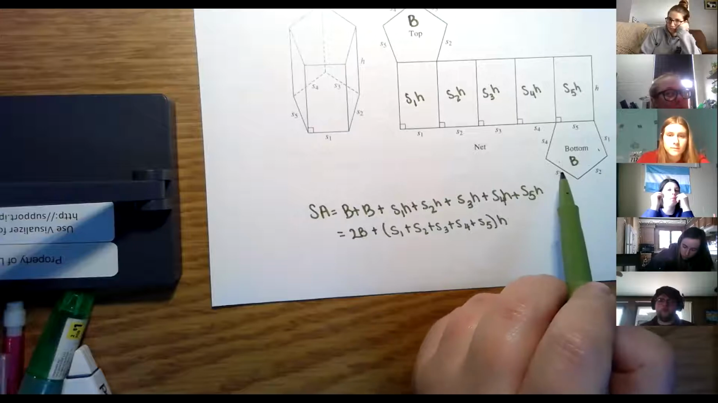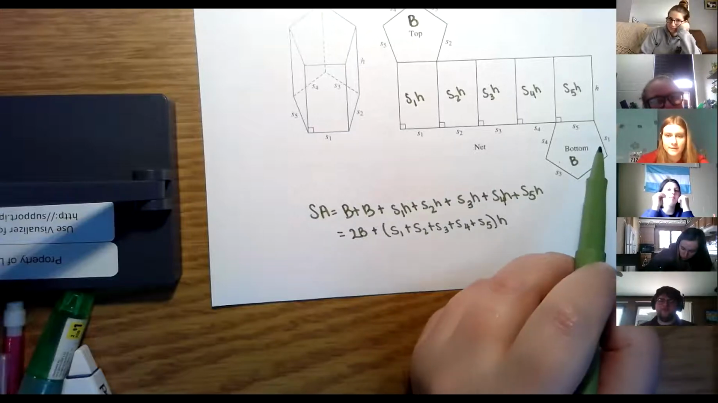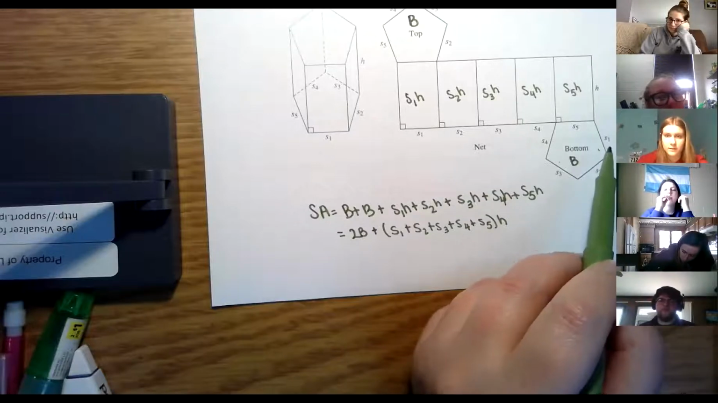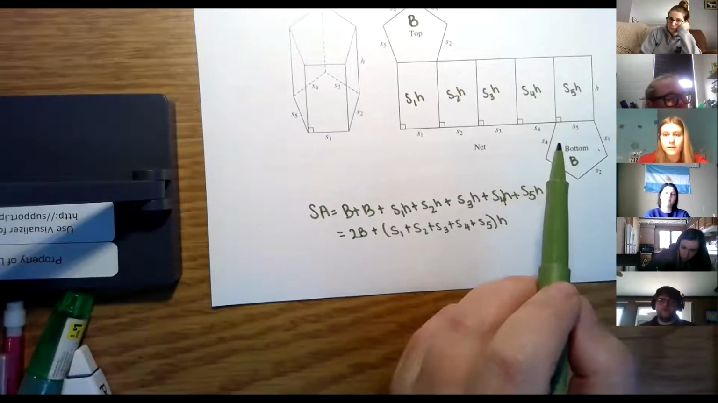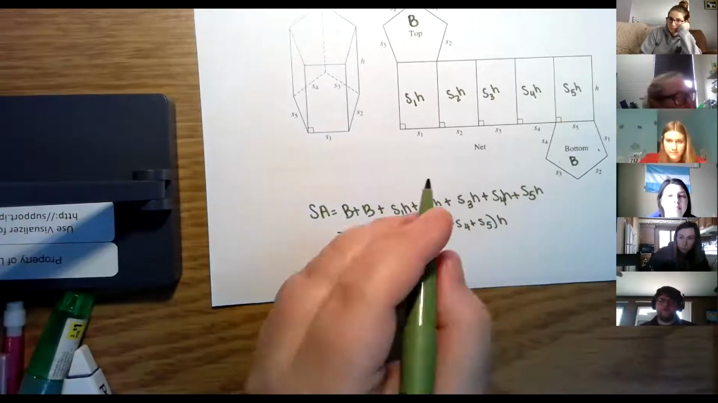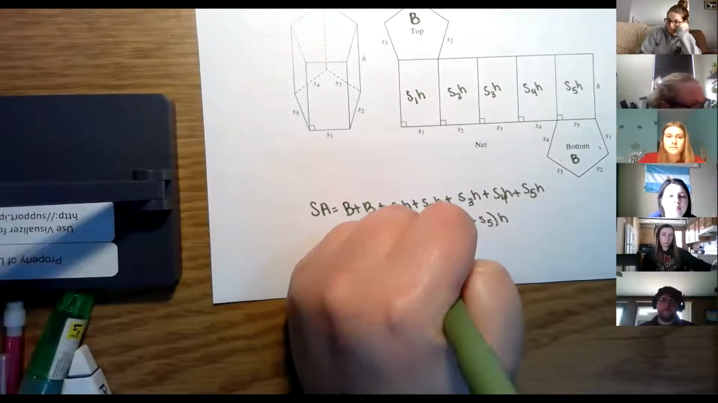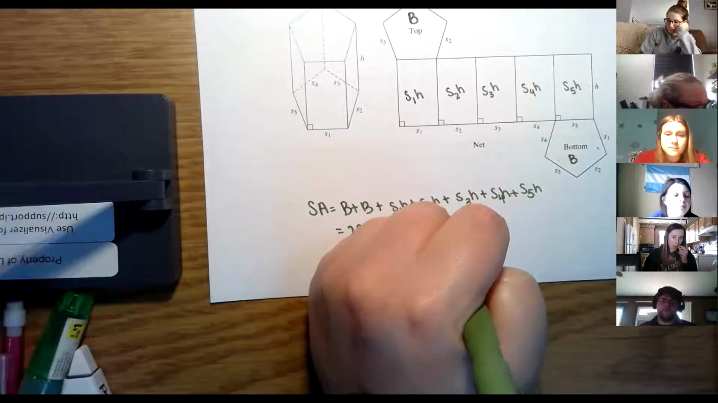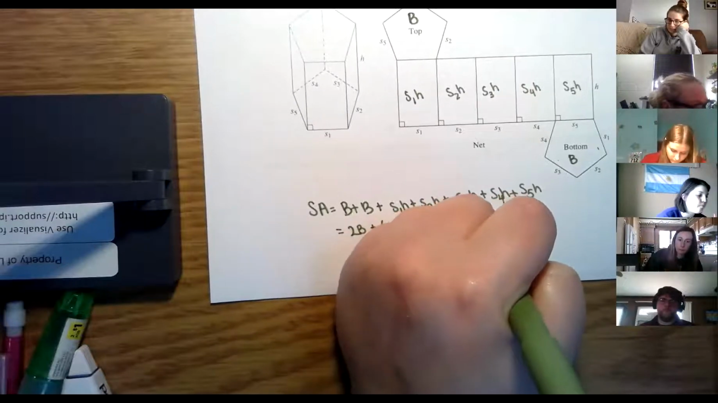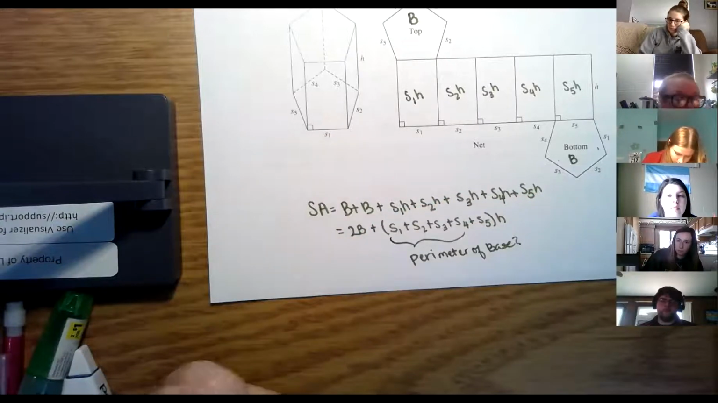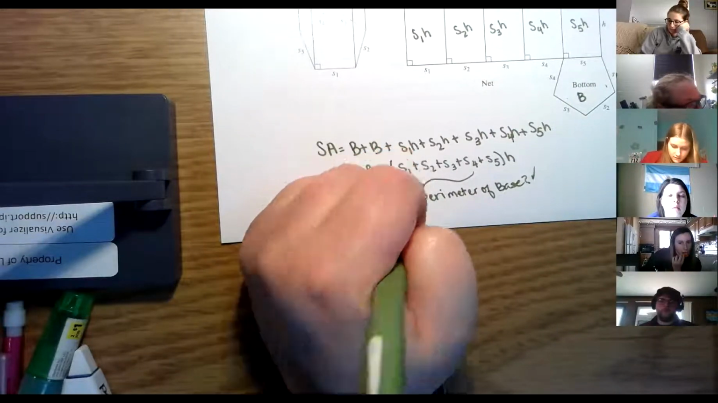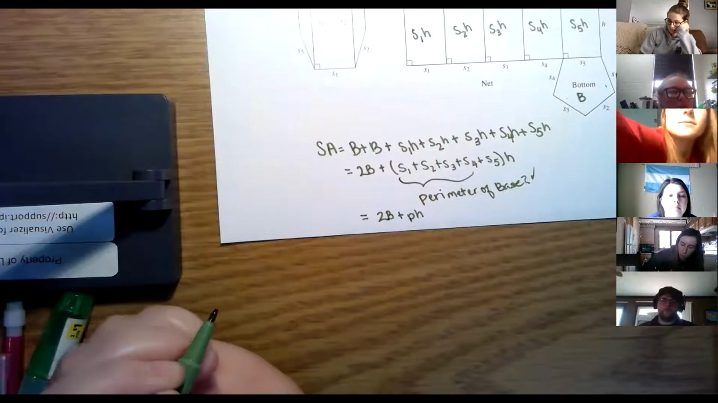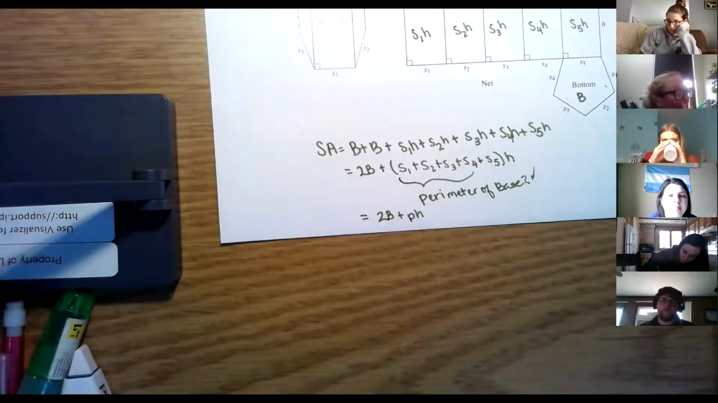S10, isn't it? No. Wait. It'd be the length of one side of the... So the S1 plus S2 plus S3 plus S4 plus S5 is... Oh, the perimeter of that base. Yeah. Right? So that's why they would write it as 2B plus PH. So that's where we get the formula for an area or a surface area of a prism.